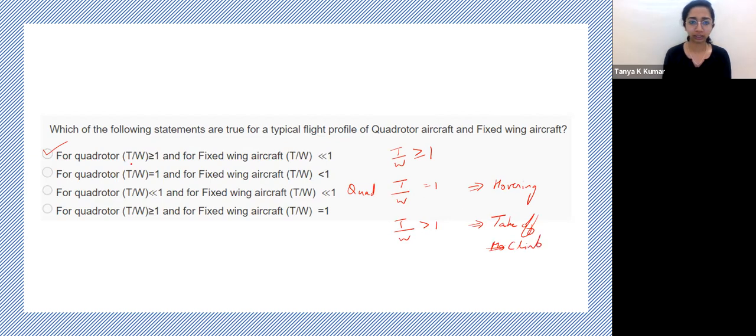So these two conditions are encountered for the quadrotor. If the thrust equals the weight of the quadrotor, it is hovering. It remains stable at a particular altitude. And if it's greater than 1, it increases the altitude.